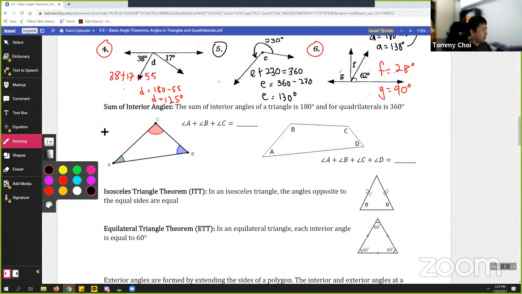The next few theorems: the sum of interior angles is just adding all of the interior angles, and that should equal 180 degrees for a triangle. So adding all 3 angles inside of a triangle adds to 180. And for a quadrilateral, which is a 4-sided shape, any shape with 4 sides, it's always going to be 360. And it's written there, but any 4 angles inside a quadrilateral will always be 360, no matter what.